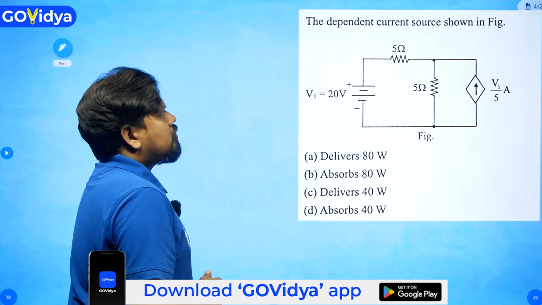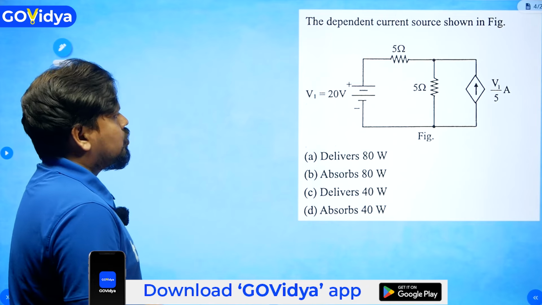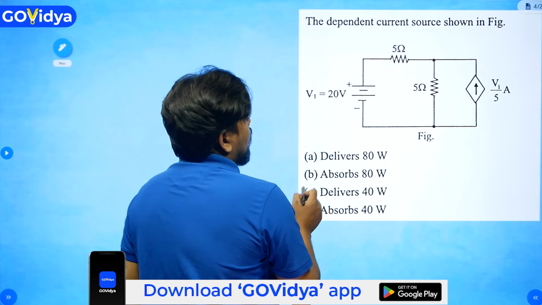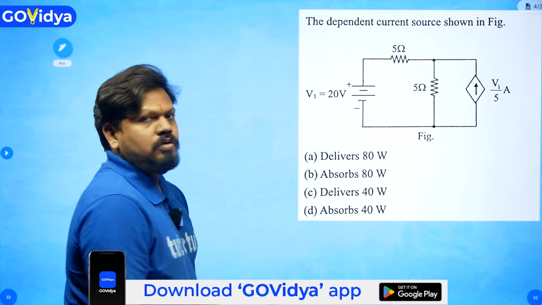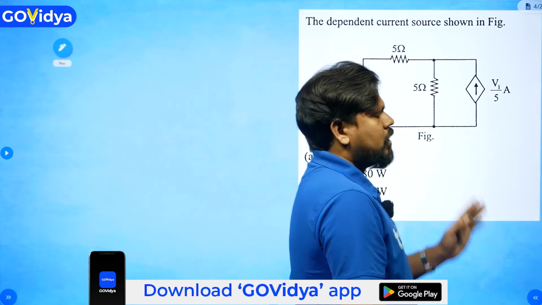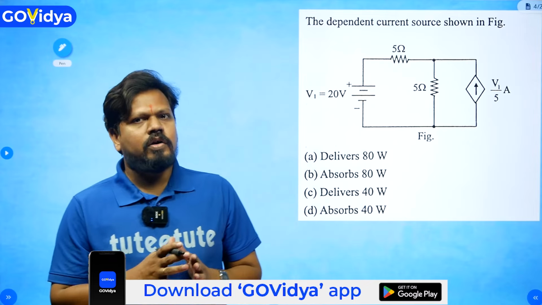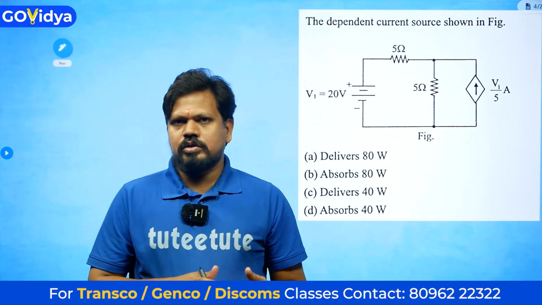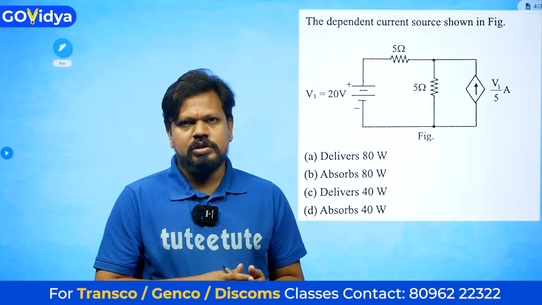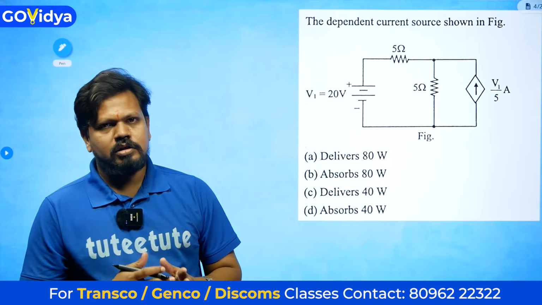The dependent current source shown in the figure, what is it doing? Will it deliver or absorb power? Power also we need to calculate. Whenever a dependent source is given, we understand it may be a little bit difficult. Almost 90% of the students will feel, okay, a dependent source came, maybe we can do the wrong answer, like that they may think.